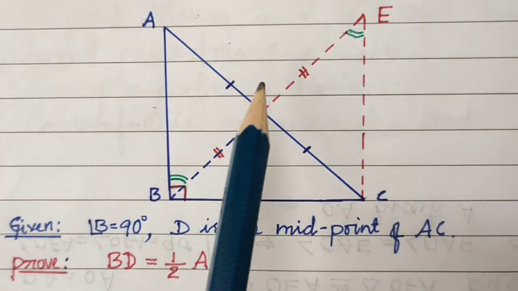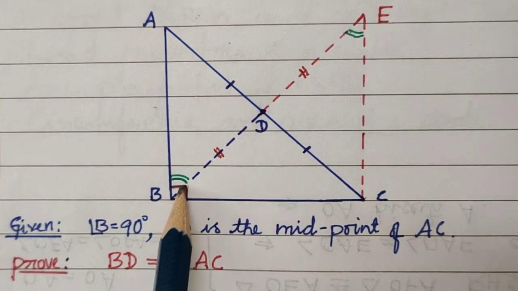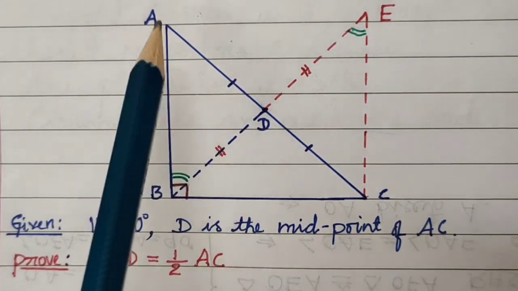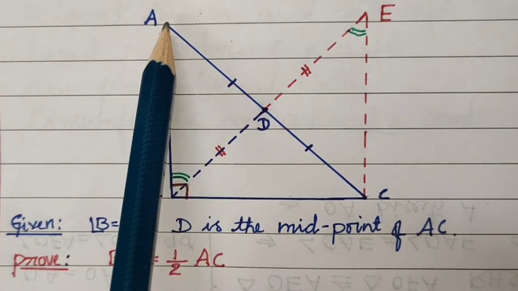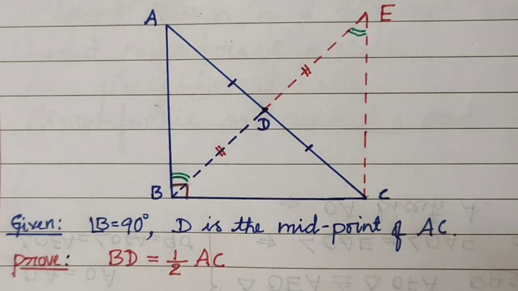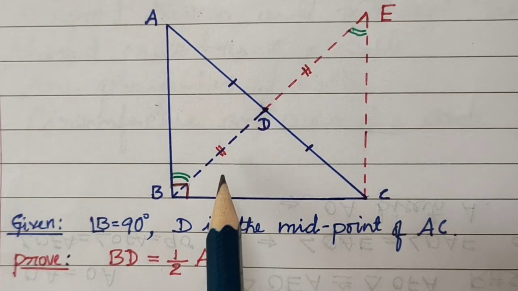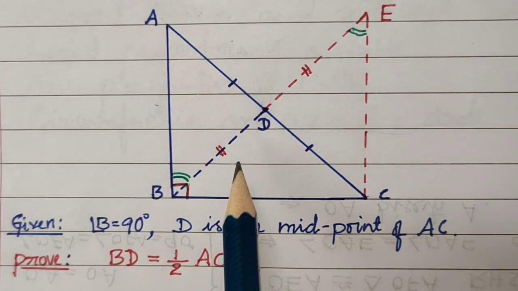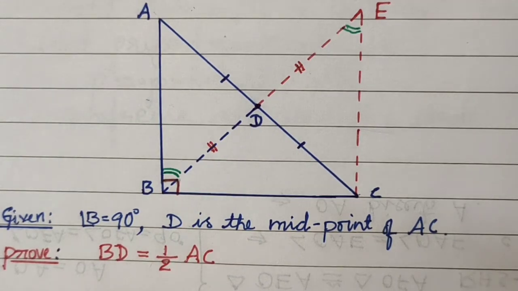That means this length is equal to this length, and this is 90 degrees. We need to prove BD is equal to half of this AC. This they are not given, we have written that. As soon as you see this, you have to try to use the congruence of triangles. Let us see how we can do the construction.